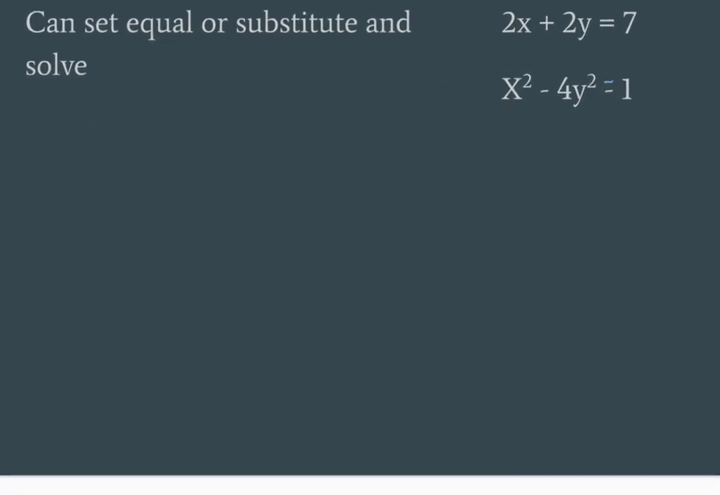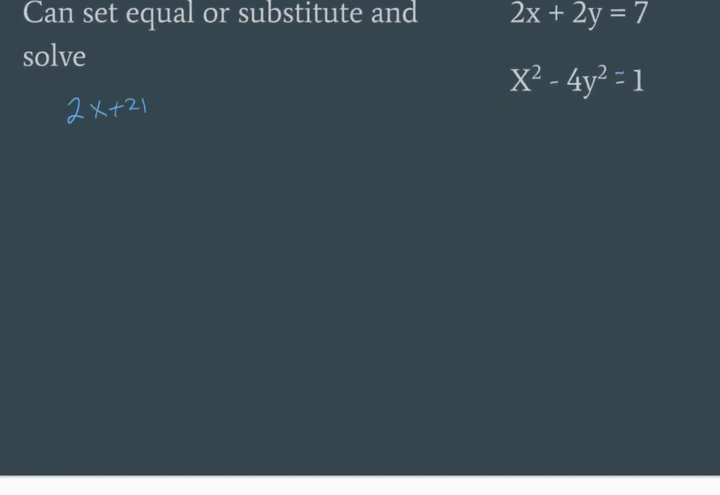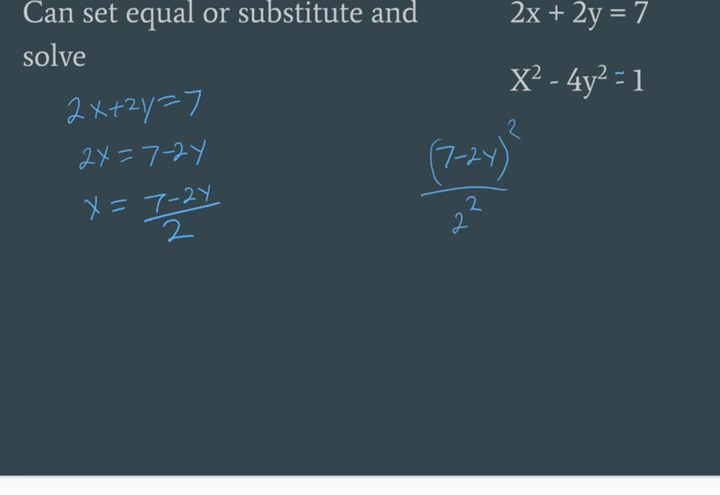So I'm going to solve for x. Okay, there we go. Now this x is going to go into our other equation. So I'm going to have 7 minus 2y squared over 2 squared. So that's my substitution for x. Minus 4y squared equal to 1.